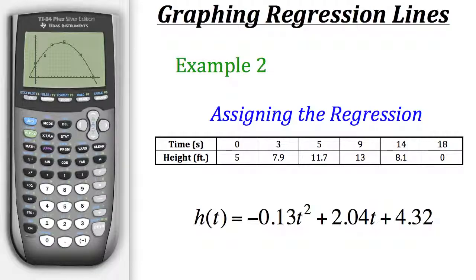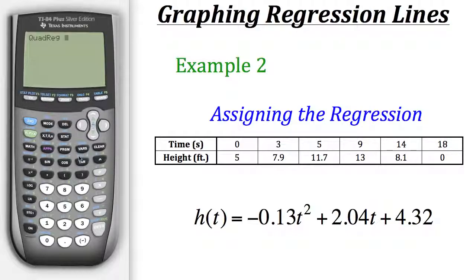Now what I mean by that is you could assign the regression line to a specific y equals as you're making the regression. So for example, we still have our data in the lists. Now what we could do is make the regression. So quadreg, because this is a quadratic function. Now before hitting enter again, we could assign a specific y variable. For example, y1, y2, y3, or any other y variable in our y equals.